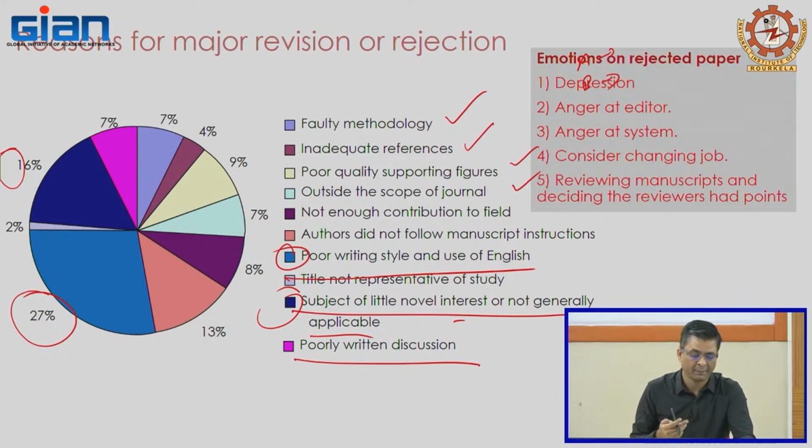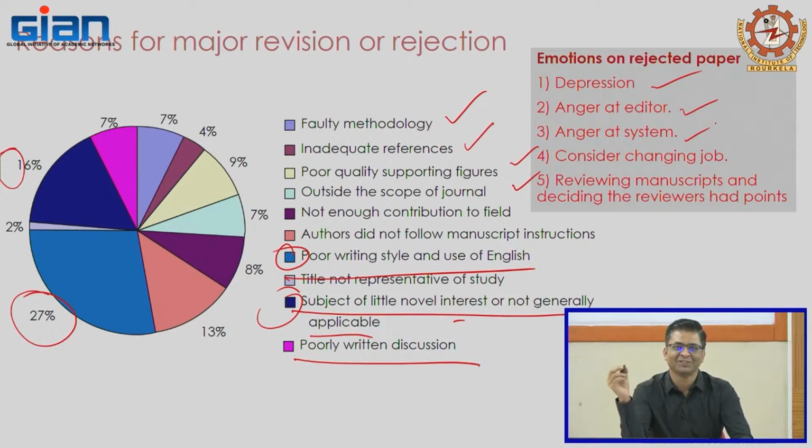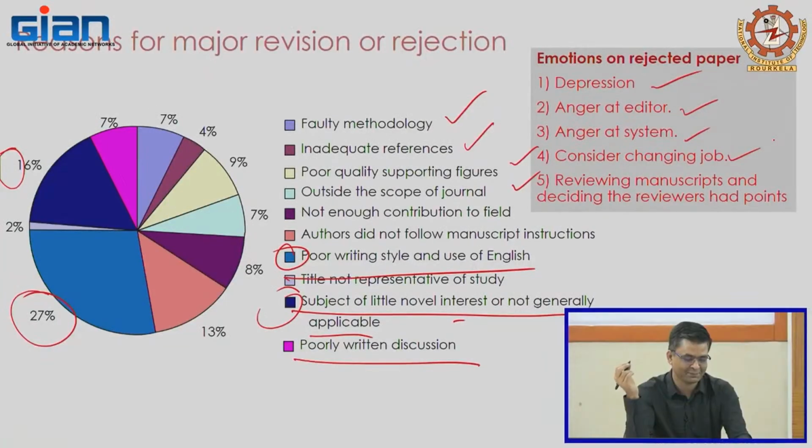So what happens when a paper is rejected? Some people get depressed, or lash out at the editor. They say this is a useless system, publications are a waste and all those things. This is common. Considering changing the job, I can't publish, it is better I should be working in industry.